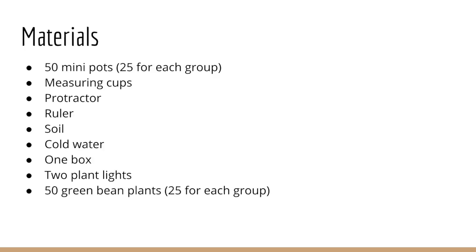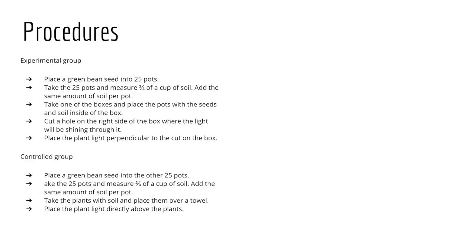The materials for this experiment are 50 mini pots, 25 for each group, measuring cups, protractor, ruler, soil, cold water, 1 box, 2 plant lights, and 50 green bean plants, 25 for each group.